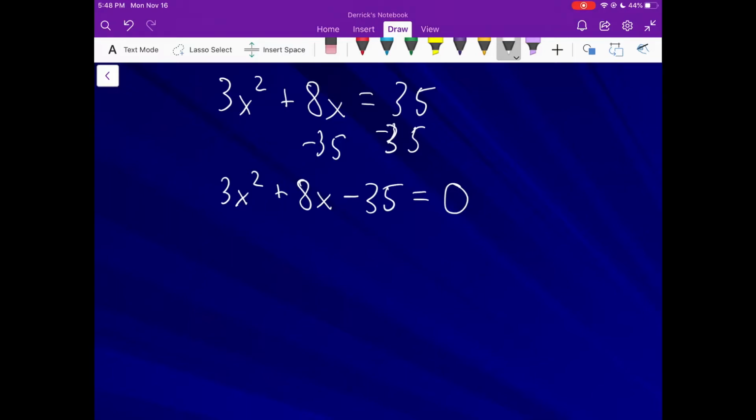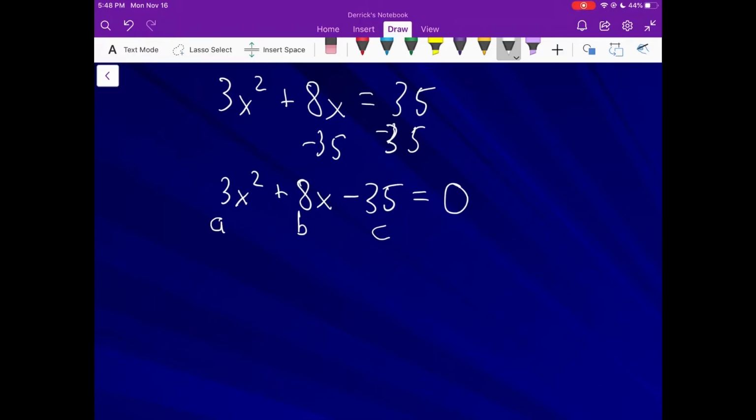Now that we have this equation equal to 0, we have everything on the same side of the equation, we can go ahead and determine our a, b, and c values and start plugging into the formula. Looks like we'd have an a value of 3, a b value of 8, and a c value of negative 35.